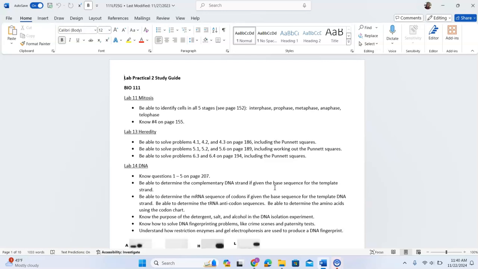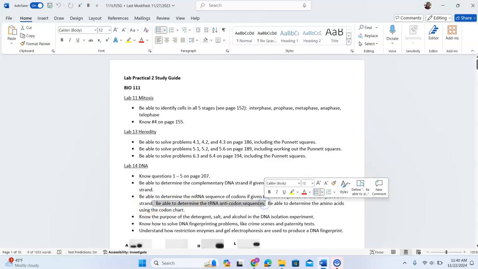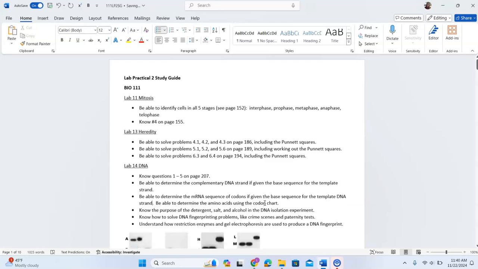Now, the rest of this says be able to determine the tRNA anticodon sequences. Just forget that. In fact, I'm going to just take that off. I'm not going to take it off of what's posted on Moodle, but just for right now, you don't have to do that. Only be able to determine complementary DNA strand if I give you the template DNA, and be able to determine the messenger RNA sequence if I give you the template DNA.